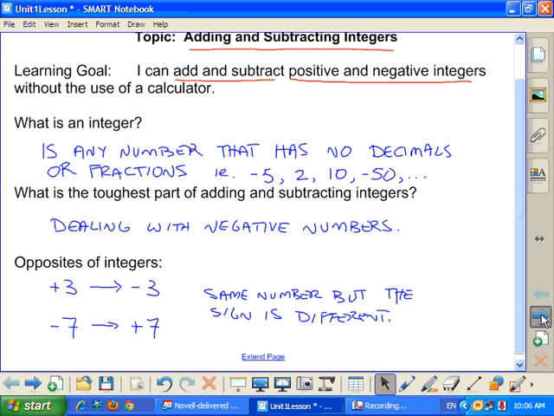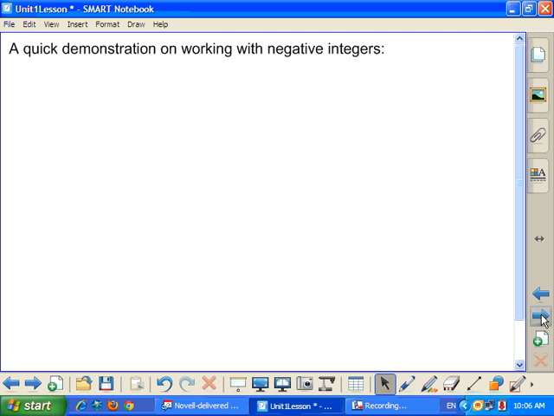All right, moving along here. So a quick demonstration working with negative numbers. So I'm going to do a couple of examples here talking about adding and subtracting numbers, and I'm going to do it from a different approach and see how it works for you. So the first example I'm going to look at, and you kind of think of the answer you think it should be, and then see how close you are with the actual answer. So let's look at -3 plus -2.